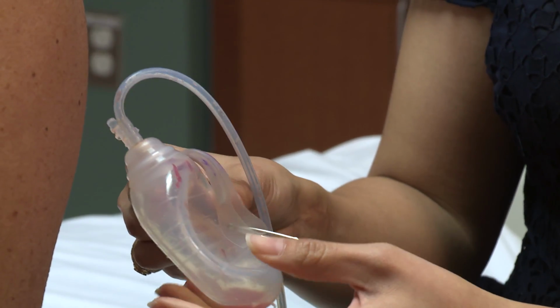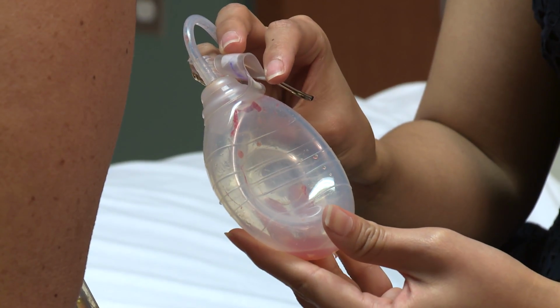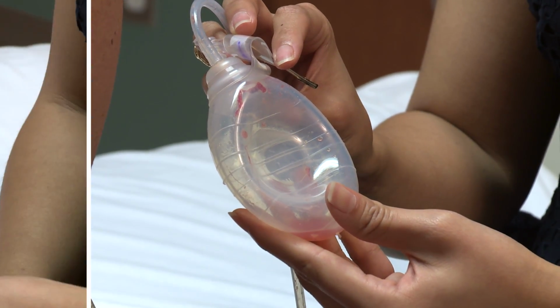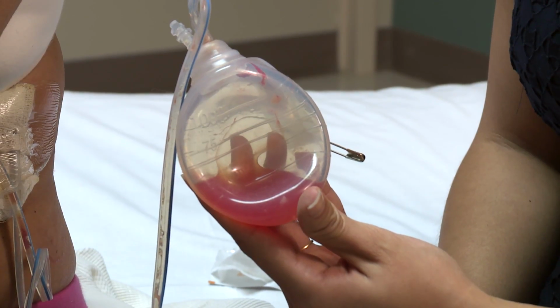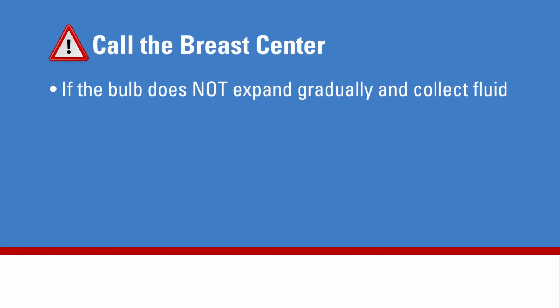Release your grip from the bulb. If the bulb stays flattened, you have successfully reactivated the bulb suction. In the next few hours, you will notice the bulb expanding gradually as it fills with fluid. If the bulb does not expand gradually and collect fluid, call the breast center.